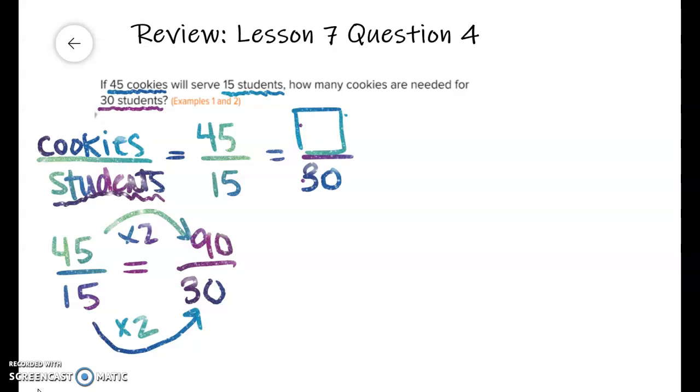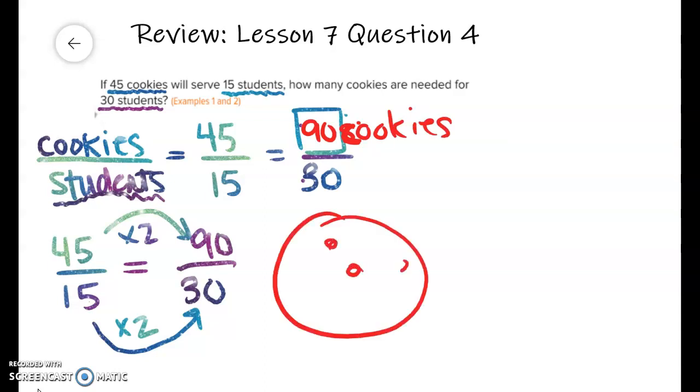So there is my answer. I can feed 30 students is going to take 90 cookies. 90 cookies for 30 students. Here's my cookie. Chocolate chip.